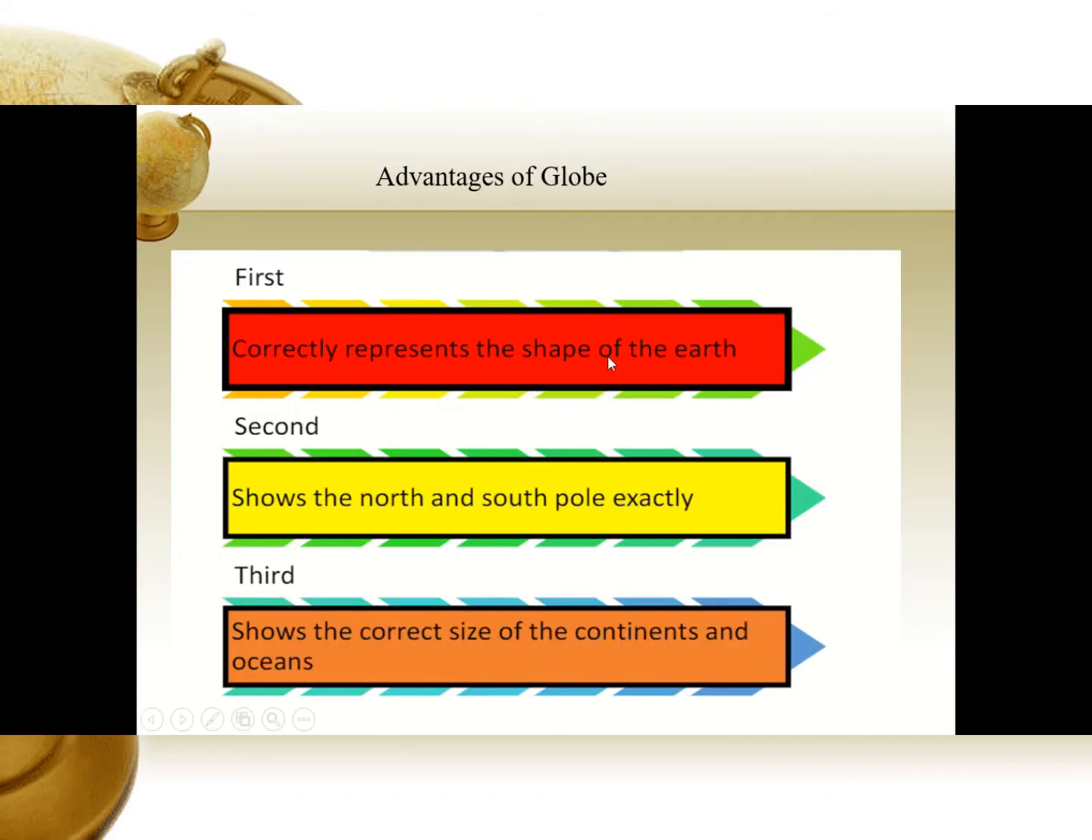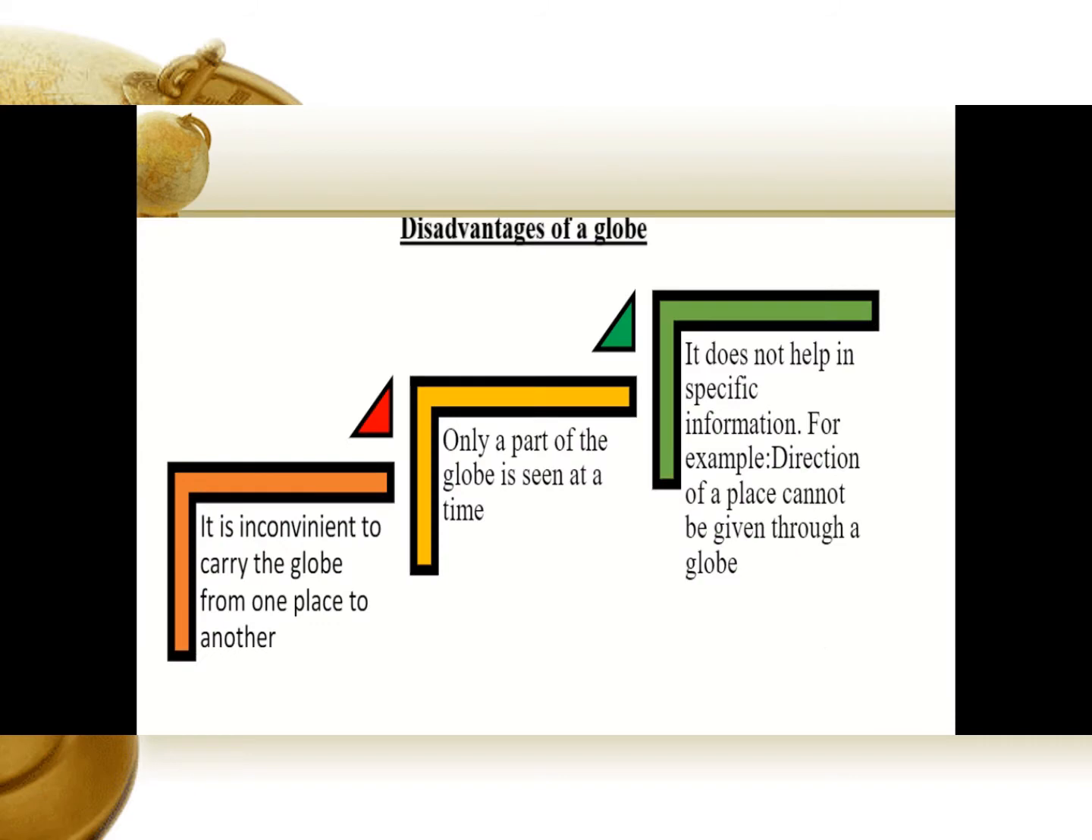What are the advantages of a globe? First, it represents the shape of the Earth. We all know this. It shows the North and South Pole exactly. In fact, it shows the correct size of the continents and oceans. But it has some disadvantages.